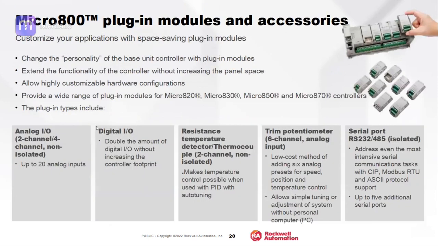So these plugin modules are available, minimum 2 channel to maximum 4 channel in all the plugin modules. In digital, it is available with a maximum of 8 points. If you want to use some PID kind of application, yes, a temperature detector, thermocouple 2 channel module is available. For some trim part application, maybe a testing application, you can go with the trim potentiometer plugin module.